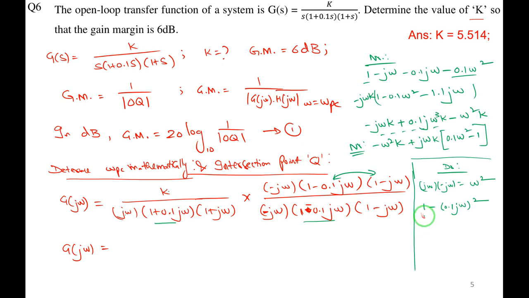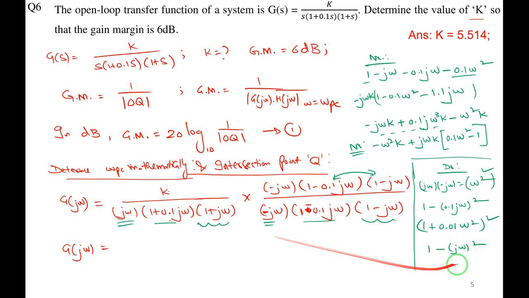So what I will be getting, let me write it. 1, and j square is minus 1, so it will become plus. So 0.1 square, what is 0.1 square? Let me calculate it. 0.1 square is 0.01, so 0.01 omega square. From these two I have multiplied already, so I am getting omega square. Then we will multiply these two. 1 plus j omega into 1 minus j omega, a square minus b square, j omega whole square, right? j square is minus 1, so it will become plus, 1 plus omega square.